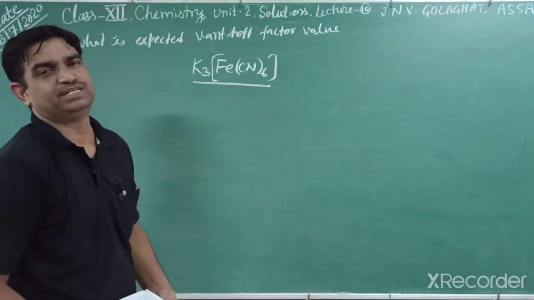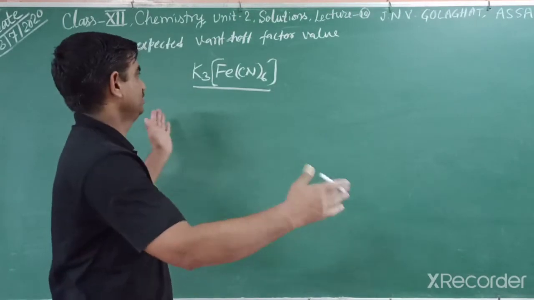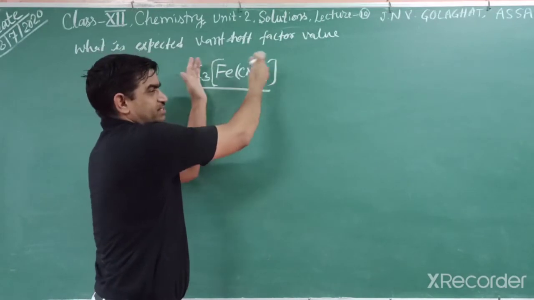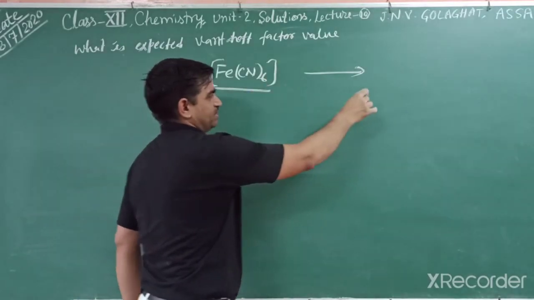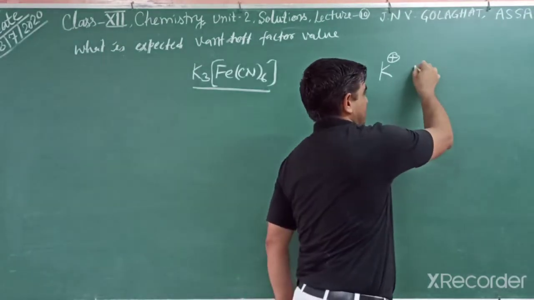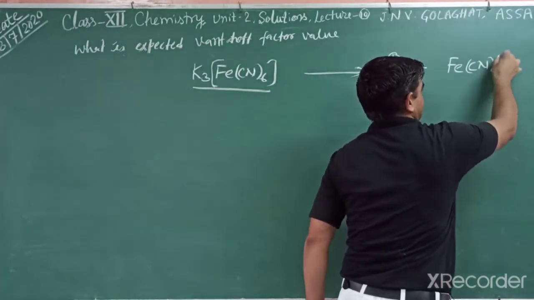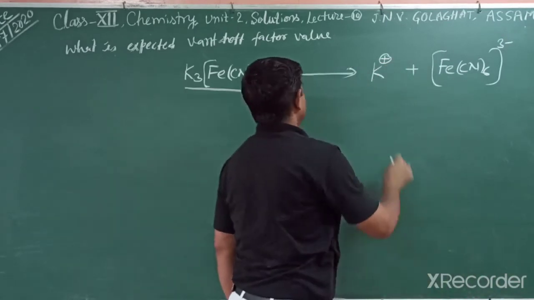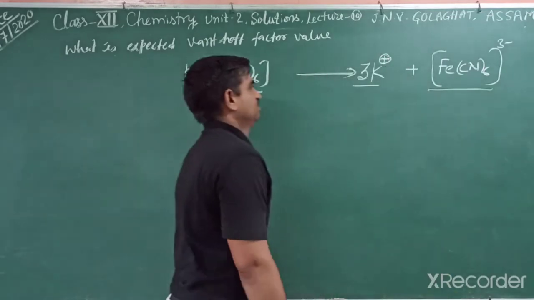So students, this one is a complex salt, and how does a complex salt dissociate? It dissociates into complex ion and counter ion. What is a complex ion? The ion written within square brackets is the complex ion. When we dissolve this, it dissociates into respective ions. One is potassium ion, the other is the ferricyanide ion, [Fe(CN)6] 3 minus. In this way, when we balance, it dissociates.